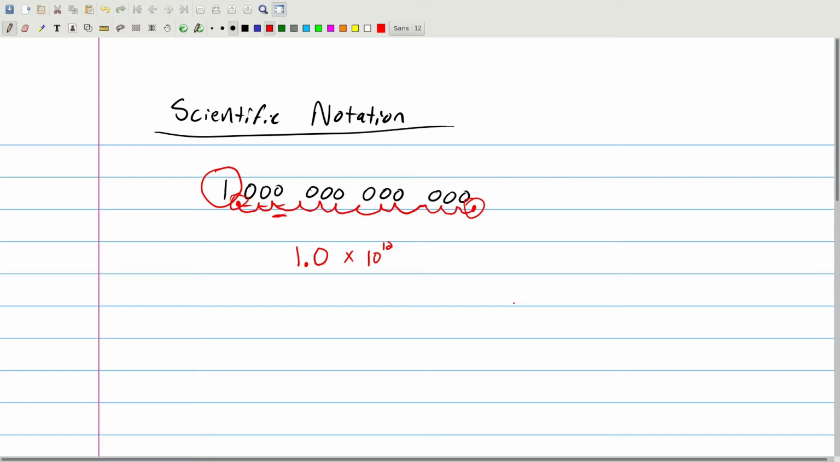Now, sometimes you're going to have units coming along with this, something like, maybe this is in meters. Well, don't worry about that just yet. Just bring along the meters for the ride. 1.0 times 10 to the 12 meters. Let's try another one. 2, 4, 7, 3, 5, 6, 0, 0, 0, 0, 0, 0, 0, 0, 0.